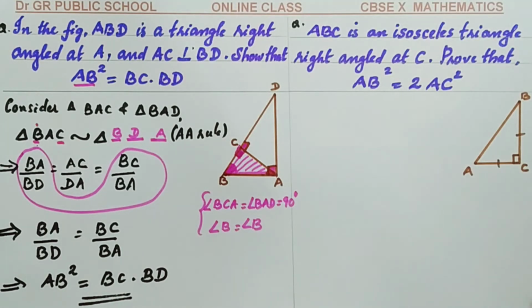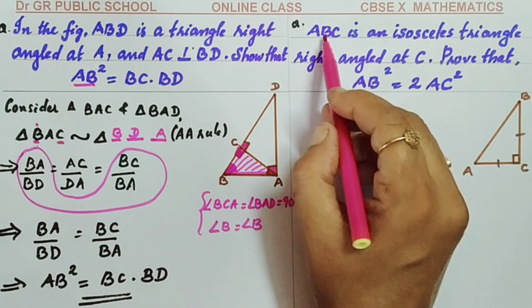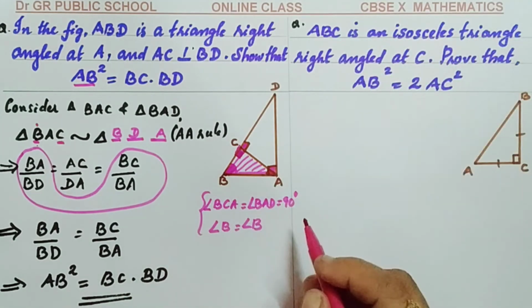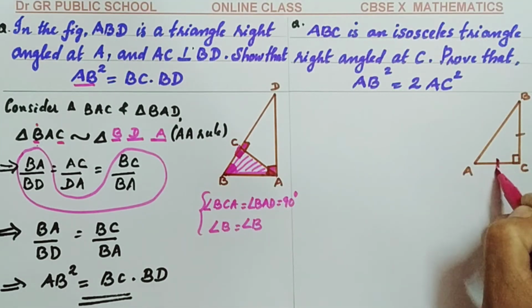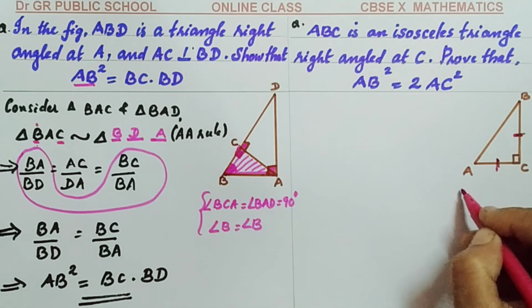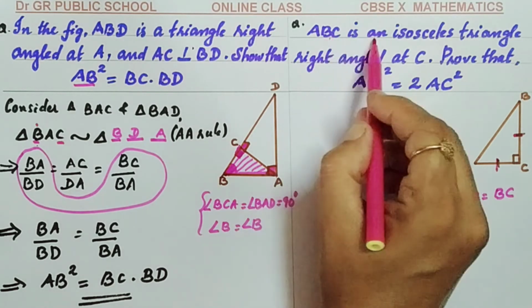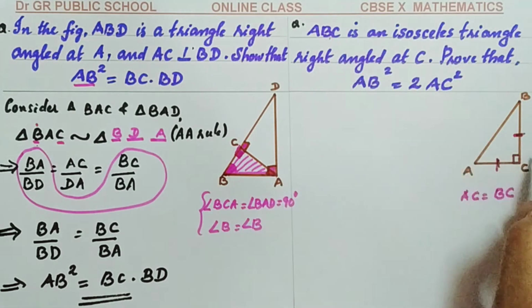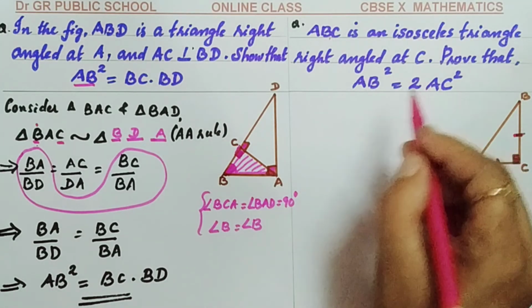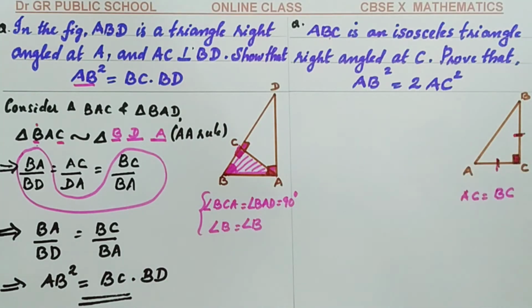Come to another question. Triangle ABC is an isosceles triangle, right angle at C. Prove that AB square equals 2AC square. Come to the question again. ABC is an isosceles triangle. You know that isosceles triangle means a triangle having two sides equal. Let the side AC equal BC. ABC is right angled at C, you are given that C is 90 degrees. You need to prove AB square equals 2AC square.